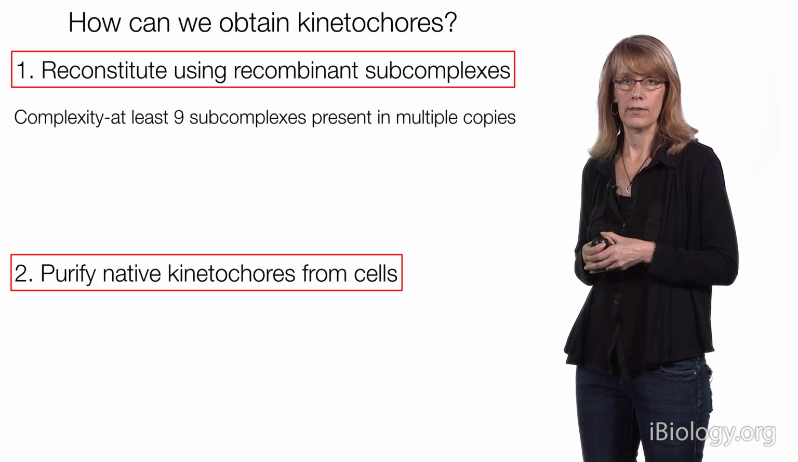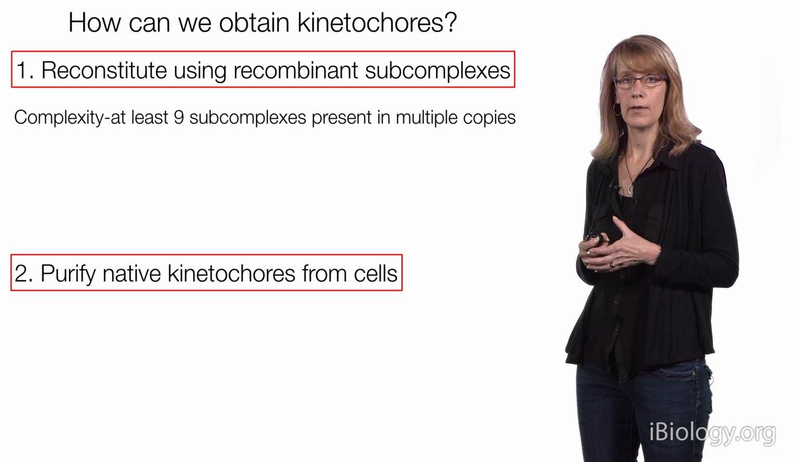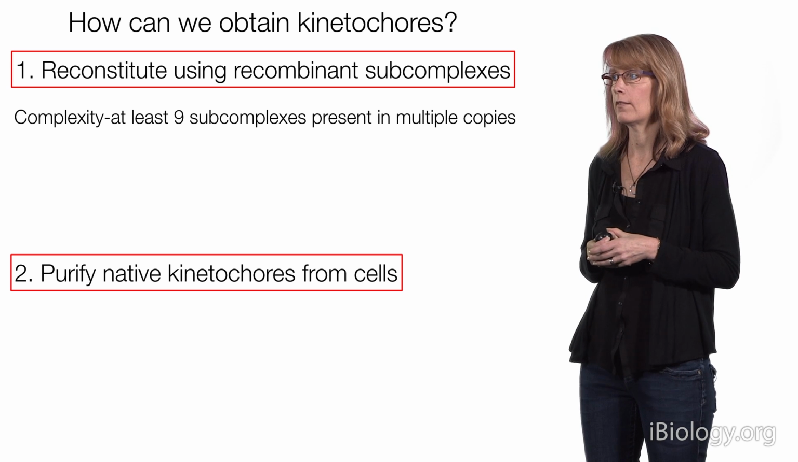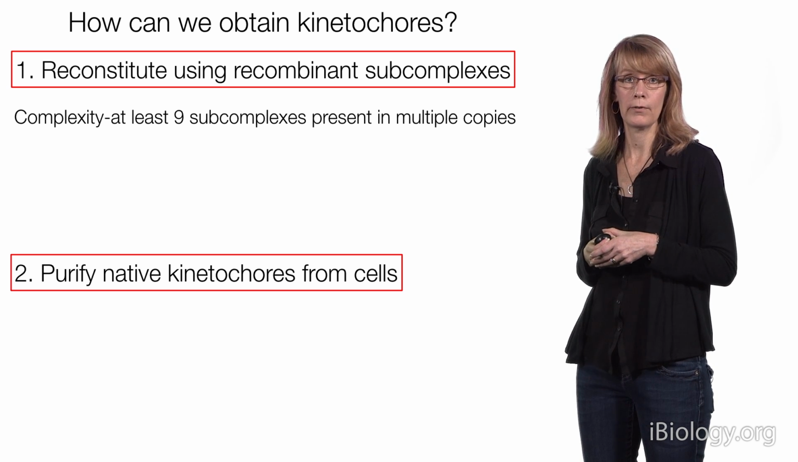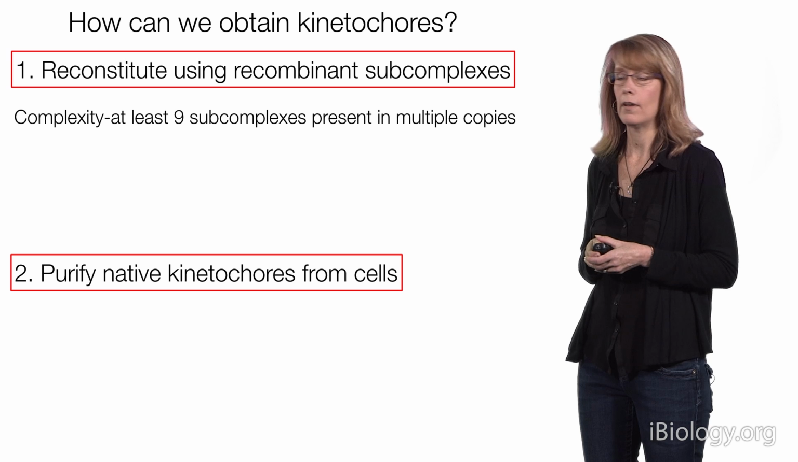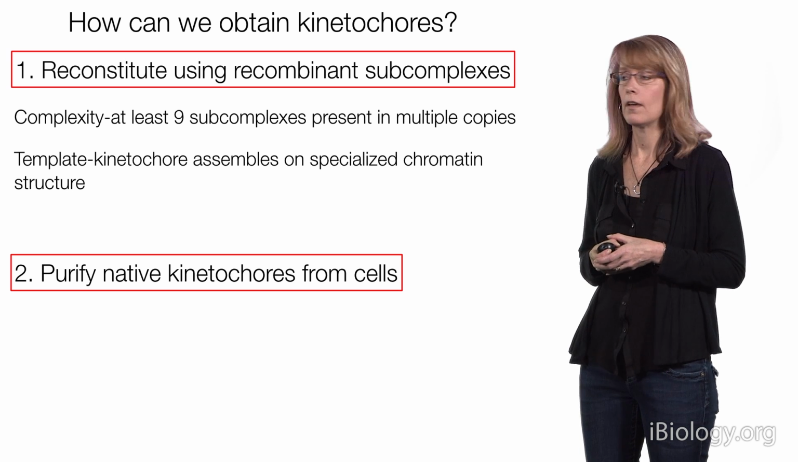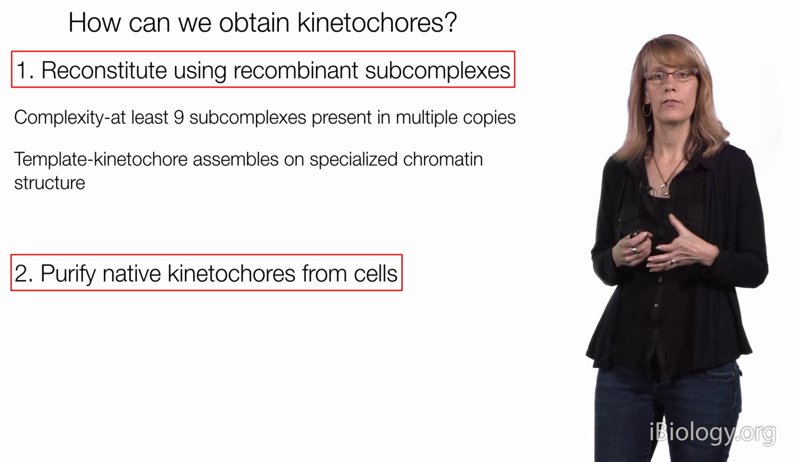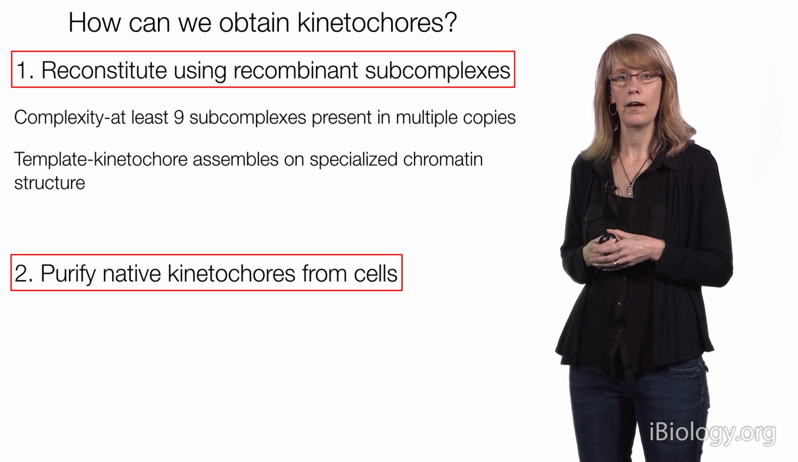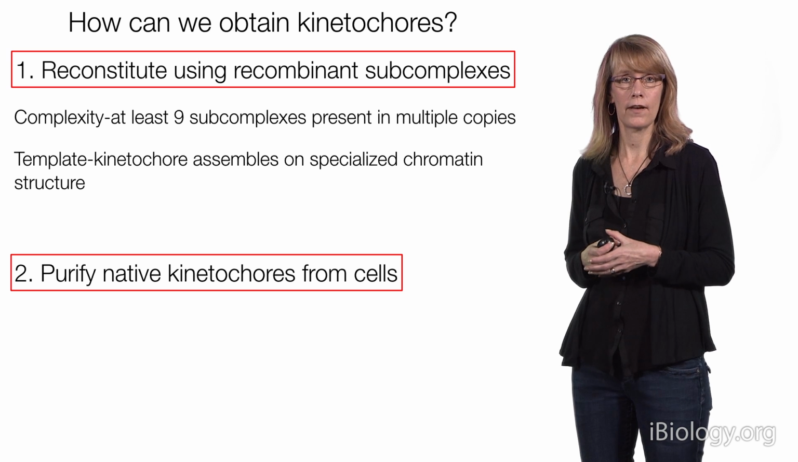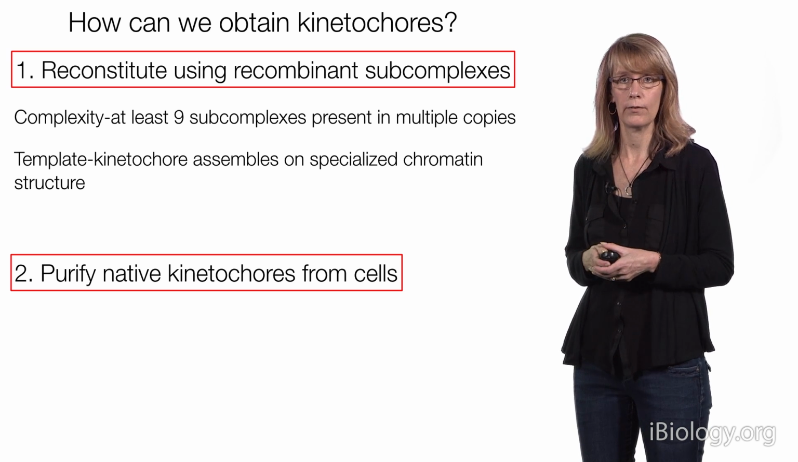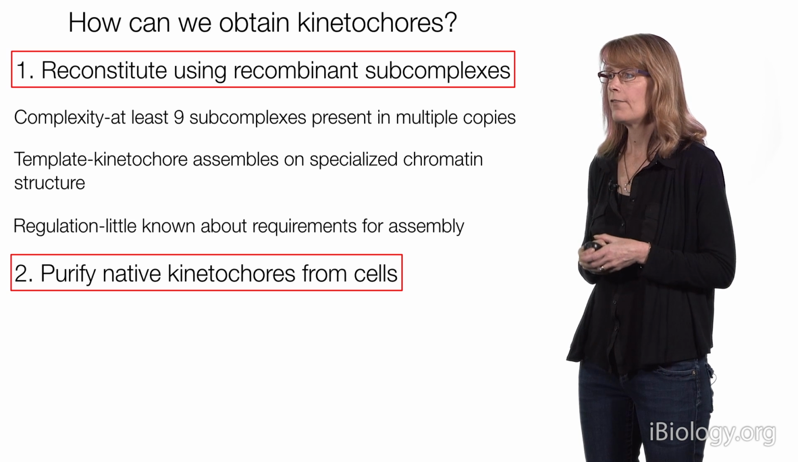First, the complexity of the kinetochore. As I said, it contains many, many subcomplexes, and even in budding yeast, there are at least 9 subcomplexes present in multiple copies. So it's really complex. The template, as I described in the first part of my talk, the kinetochore assembles on a specialized chromatin structure, and at the time, no one had reconstituted that chromatin structure, so we didn't know if we really could make the template for the kinetochore to assemble. And finally, the regulation.